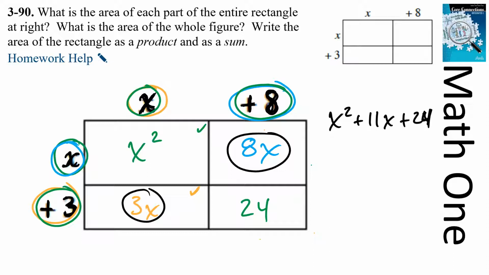Now, as a product of parts, if I look at the lengths of the dimensions, which are given on the outside, one of my dimensions is x plus 3, and the other dimension is x plus 8. So I'm multiplying x plus 3 times x plus 8, and when I do that, this is the product I get. I get x squared plus 11x plus 24.